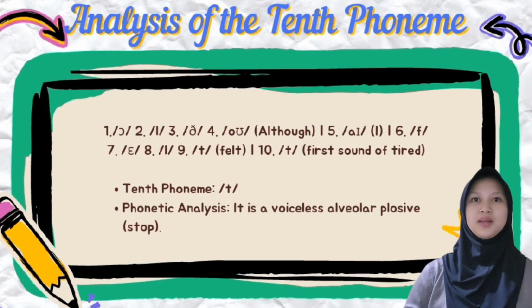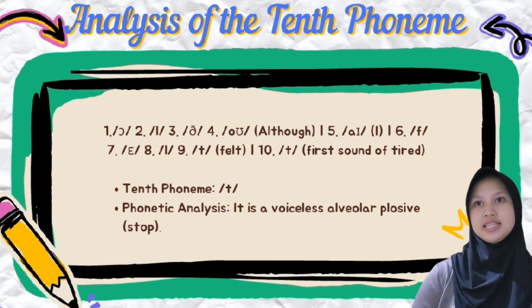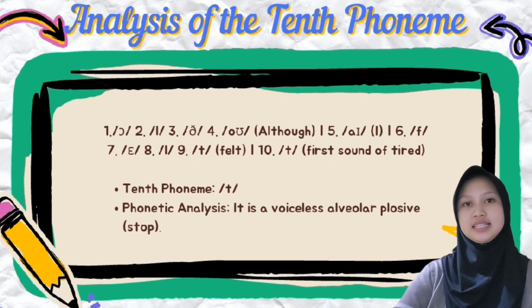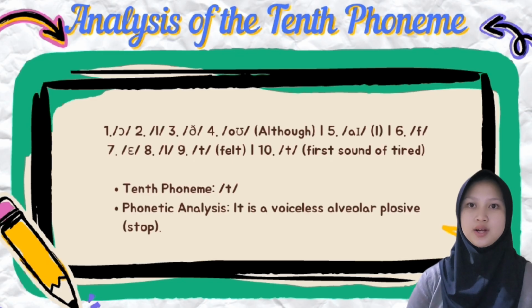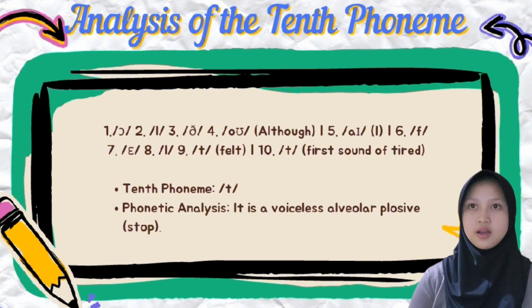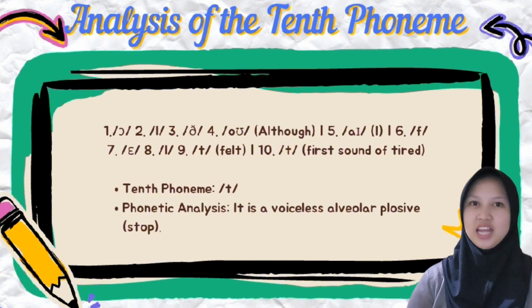Next, I will explain the analysis of the 10th phoneme. By counting each phoneme from the beginning of the sentence, the 10th phoneme is identified as the sound T. This sound appears as the first sound in the word tired. Phonetically, the T sound is classified as a voiceless alveolar plosive, also known as a stop consonant. It is produced by placing the tongue against the alveolar ridge behind the upper teeth and releasing the air flow suddenly.